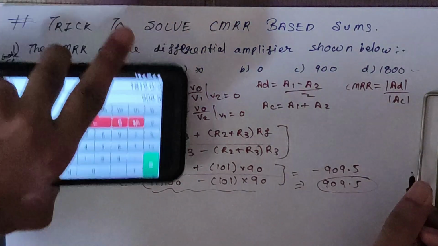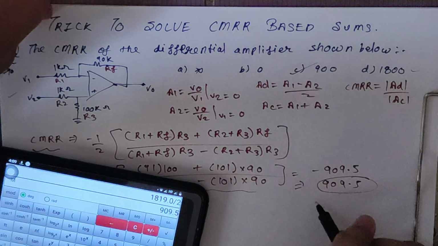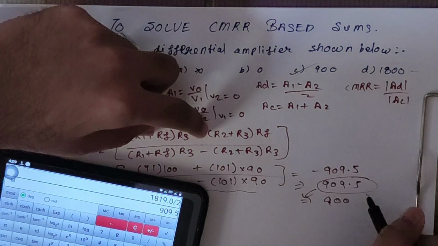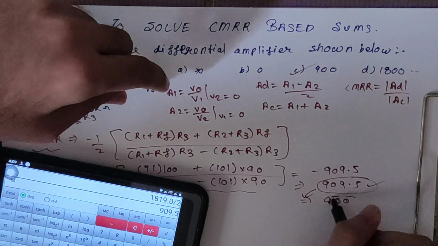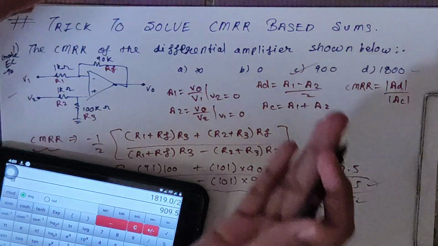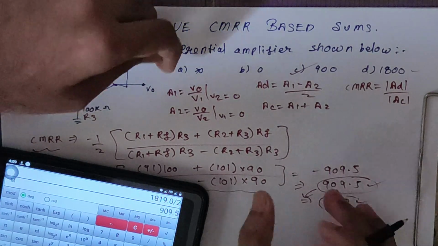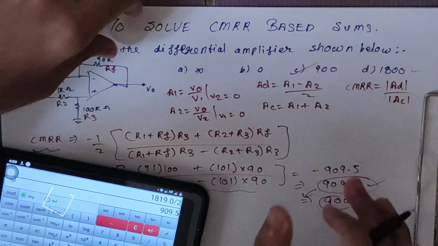From the options you can see the correct option will be 900. Always from this formula you will get the exact value, and this is the approximated value that you get in the question. So you can see, if you know the trick you can solve this type of CMRR based sum in just 30 seconds.